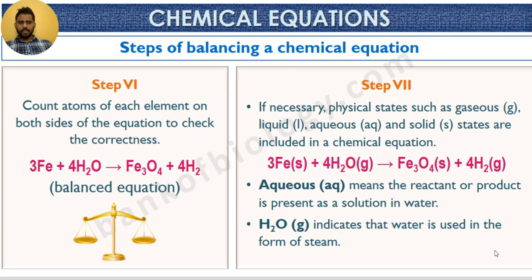Now let us move ahead and see the same thing explained. In the end, it is a good practice to write down the physical states. Iron is a solid, so he has written solid. If you write water as gas, it means it's steam. If it's a liquid, we put L, but if you have written it as gas, it's steam. Fe3O4 is again a solid, and 4H2 is a gas. I hope till here everything is clear to us.